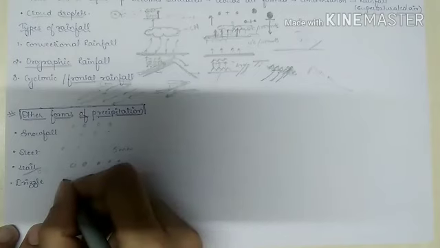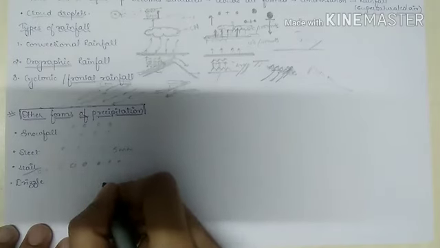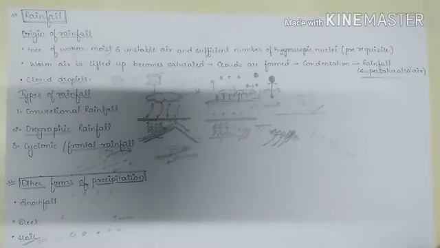Lastly, we have drizzles. Drizzles are the fall of numerous small and uniform minute water droplets having a diameter of less than 0.5 millimeter. Okay, so various small uniform droplets fall, and they are known as drizzles. So these were the types of precipitation. Now we have completed this lecture on humidity and precipitation.